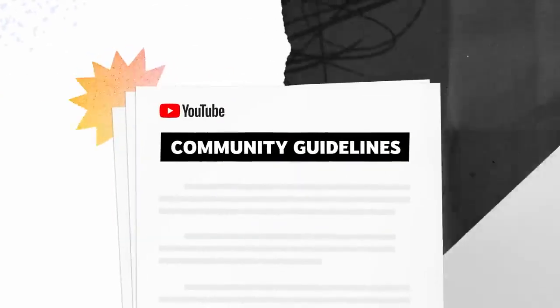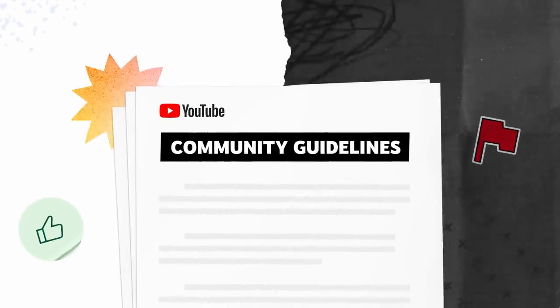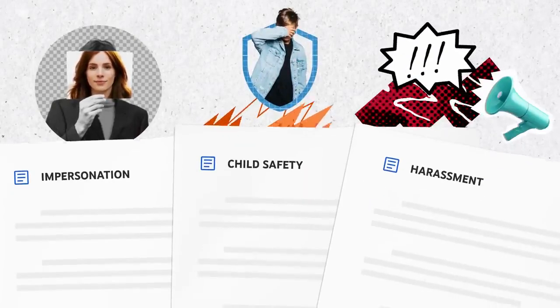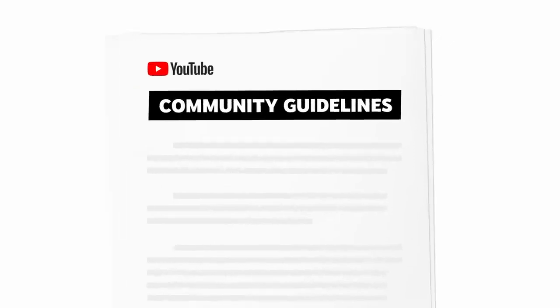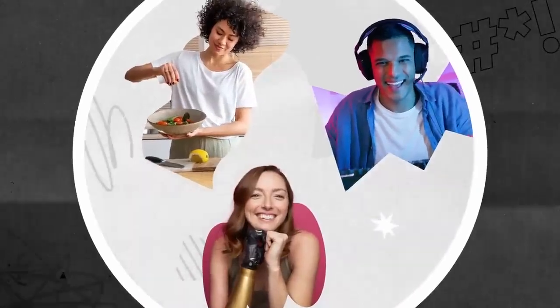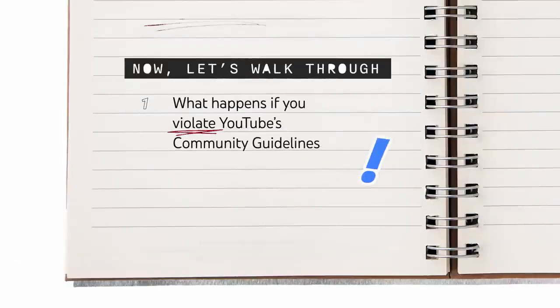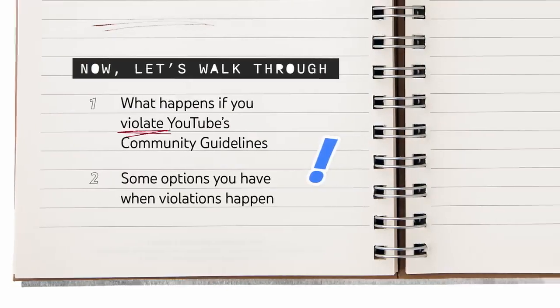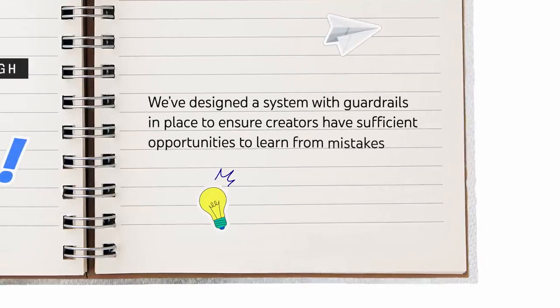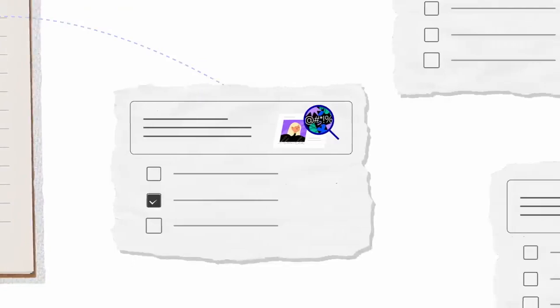First, a quick reminder about what community guidelines are. YouTube's community guidelines outline what type of content is and isn't allowed on YouTube. There are a number of community guidelines, such as our impersonation policy, child safety policy, harassment policy, and many more. And these policies apply to all types of content on YouTube and help ensure our community stays protected. So now, let's walk through what happens if you violate YouTube's community guidelines and some options you have when violations happen. We've designed a system with guardrails in place to ensure creators have sufficient opportunities to learn from mistakes and make more informed decisions about their content without fear of penalty.